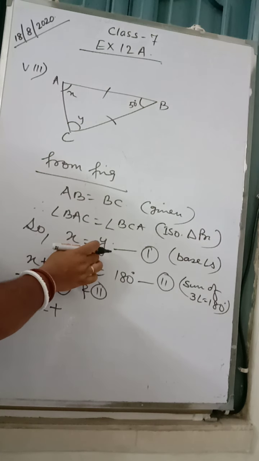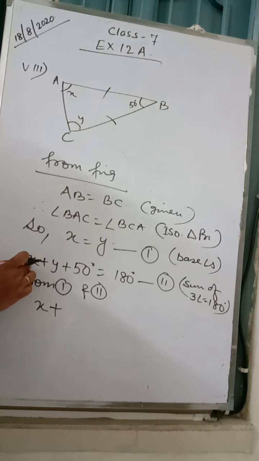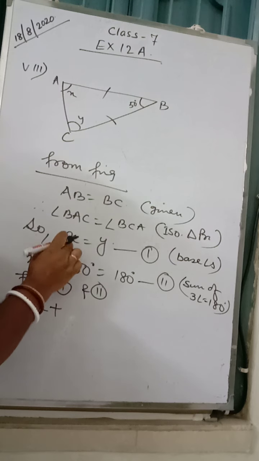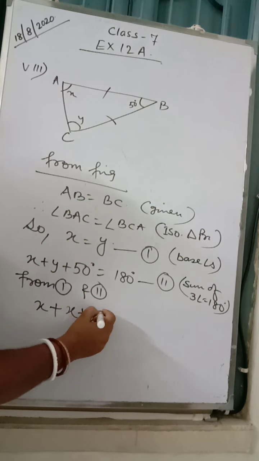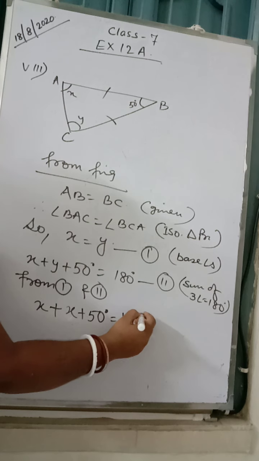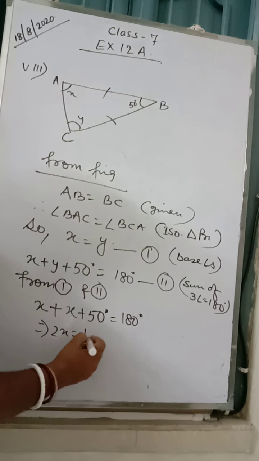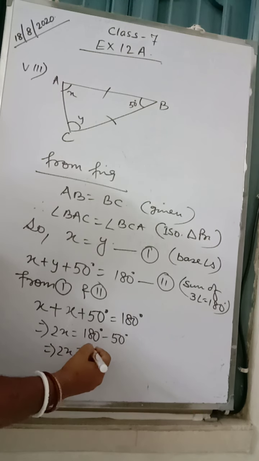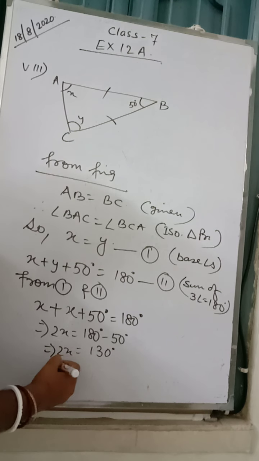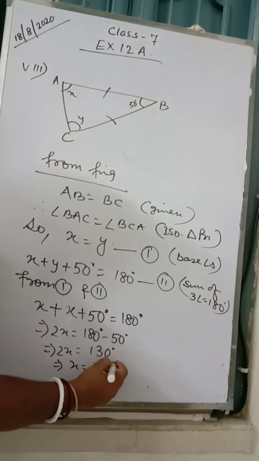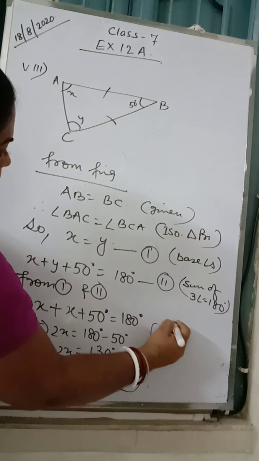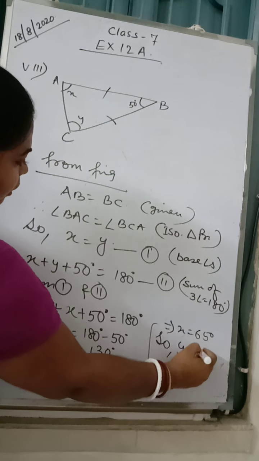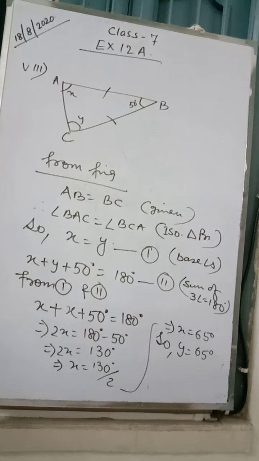First situation we have proved X and Y is equal. And second situation, we have X plus Y plus 50 is 180. So instead of writing this Y, may I write this X? Because X and Y is equal. X plus X plus 50 is equal to 180, or 2X is equal to 180 minus 50, or 2X is equal to 130 degree, X is equal to 130 degree by 2, or X is equal to 65 degree. So Y is equal to also 65 degree, as X and Y were equal.